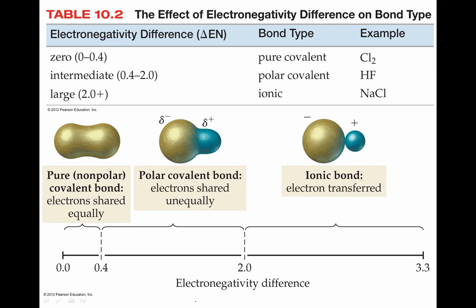They can either be purely covalent, an example would be the chlorine diatomic molecule, where the electrons are shared almost exactly equally. Or you can have a polar covalent bond, such as hydrogen fluoride, where it's not quite enough to make it ionic, but it is a pretty strong electronegativity difference. And then you've got things such as sodium chloride, where there is such an electronegativity difference that the electrons are actually transferred.